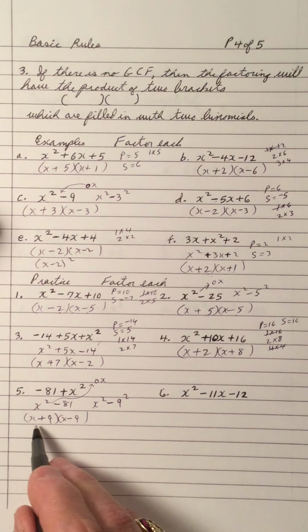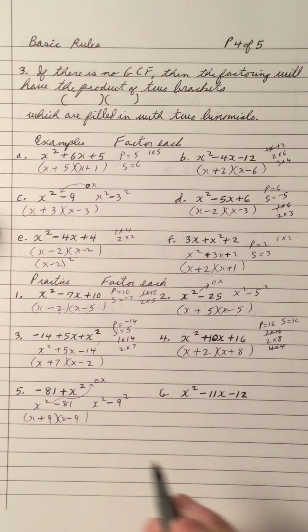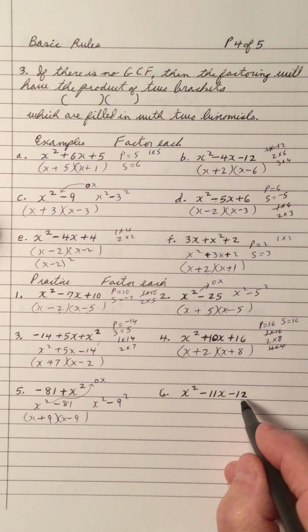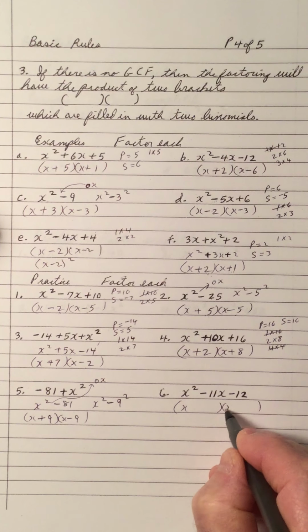Difference of 2 squares. The same terms with a plus and a minus. Because the outside is -9x, the inside is 9x, and when you add, they give you 0. Perfect. Number 6, I have a trinomial, 2 brackets, x squared is x and x.